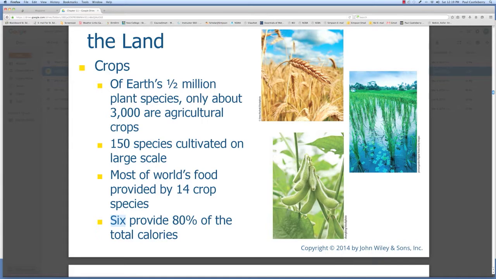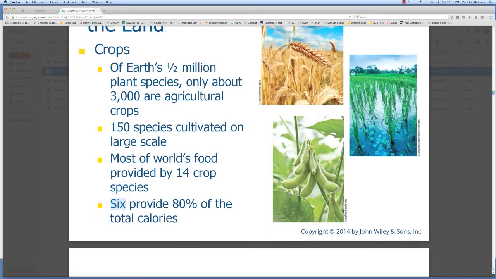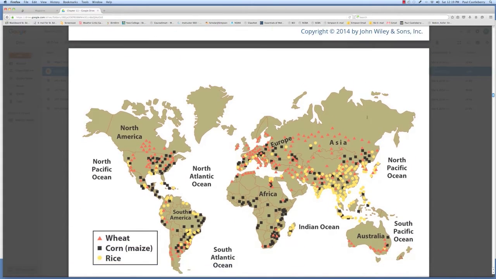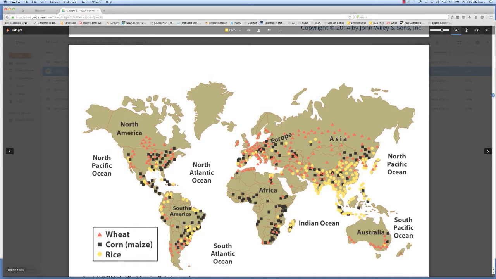You'll see parts of China being a major producer of rice as well. We'll look at that here in just a moment. But here in the U.S. and out in the western U.S., we actually grow quite a bit of wheat and some rice as well.